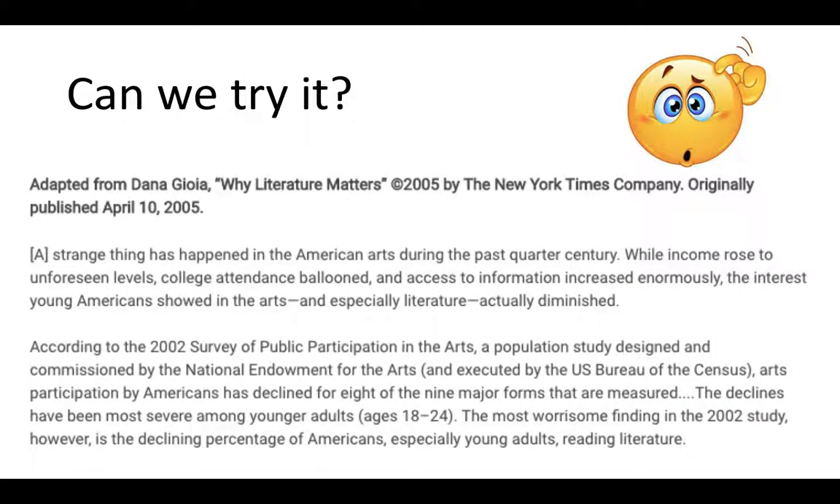Okay, so in class, we are going to go over this reading from Why Literature Matters from the New York Times from 2005. And we're going to talk a little bit about what kind of strategies are being used and how we would term those strategies. So I'd like you to take some time and do that as well.